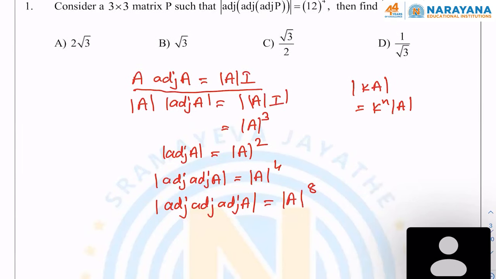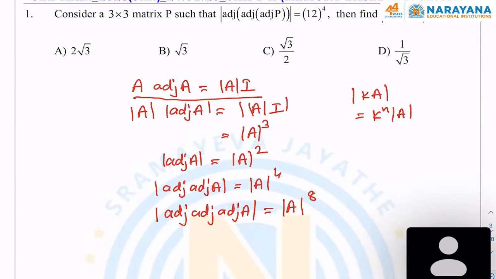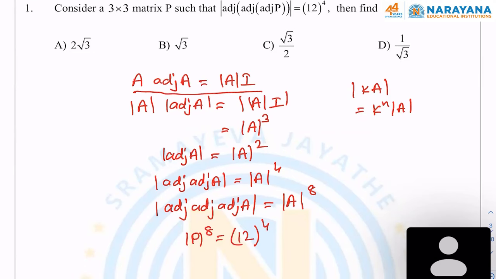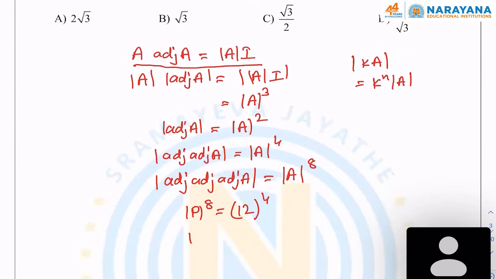So here det of adjoint P is equal to 12 power 4. So det of P whole power 8 is equal to 12 power 4, right? So det of P is equal to 12 power 4 by 8, which is equal to 12 power half. So det P is equal to root 12, which is equal to 2 root 3.